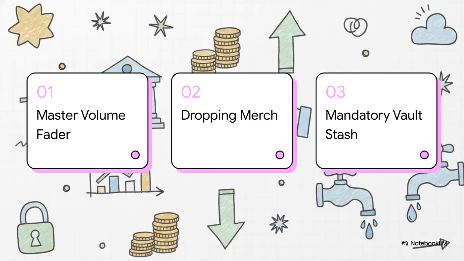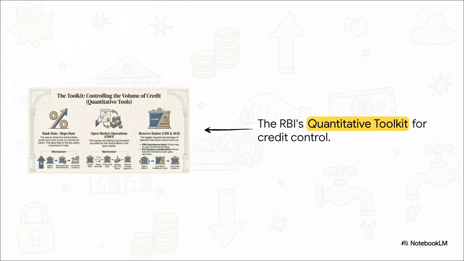All right, so here is the DJ set list for tonight. We've got Act 1, the Master Volume Fader, Act 2, Dropping and Snatching Merch, and finally Act 3, the Mandatory Vault Stash. Keep these three quantitative methods in mind because they are exactly what you need to lock in a perfect 3 marks on your exam. This visual perfectly translates our DJ metaphor into the exact textbook infographic you absolutely need to memorize. It's the RBI's quantitative toolkit. You've got the bank rate and repo rate on the left, open market operations right in the middle, and reserve ratios on the right. We're going to break these down one by one, so stay with me.